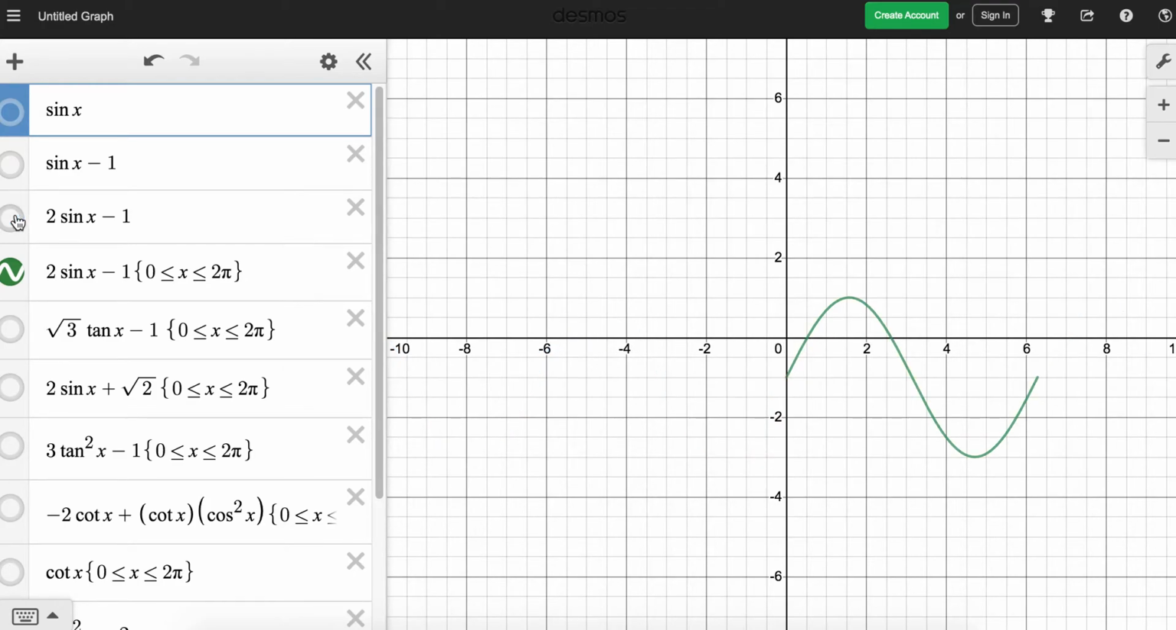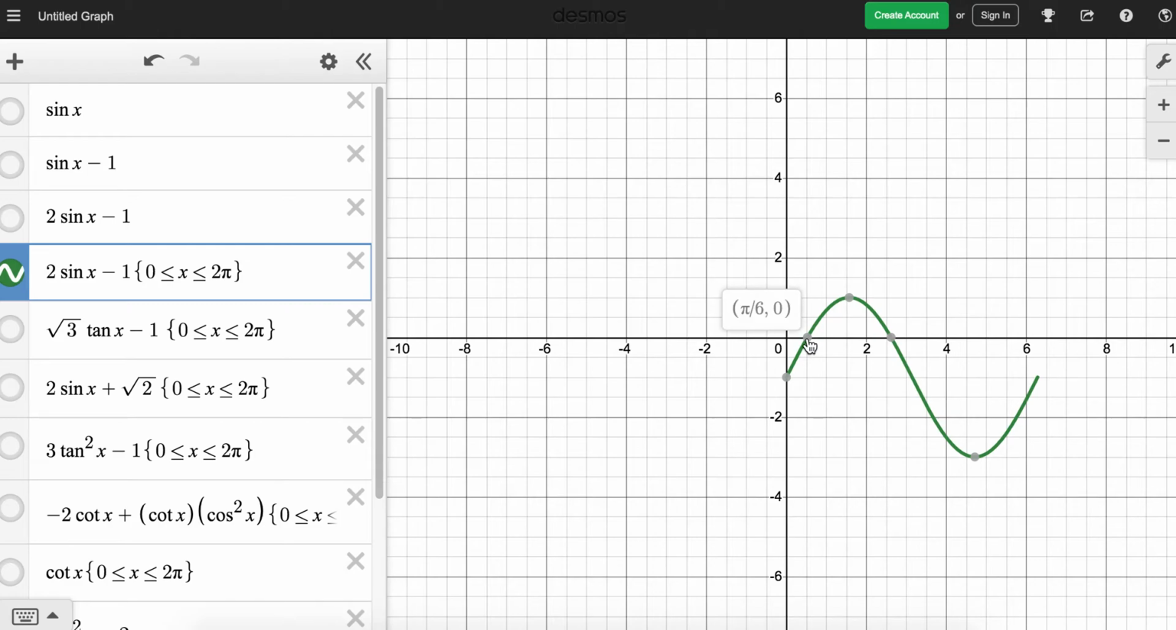We're going to go ahead and restrict the domain. So now we're just looking at x-intercepts that happen within this domain. So here we have an x-intercept at pi over 6. There's one solution. And another x-intercept here at 5 pi over 6. So there are two solutions to this equation.